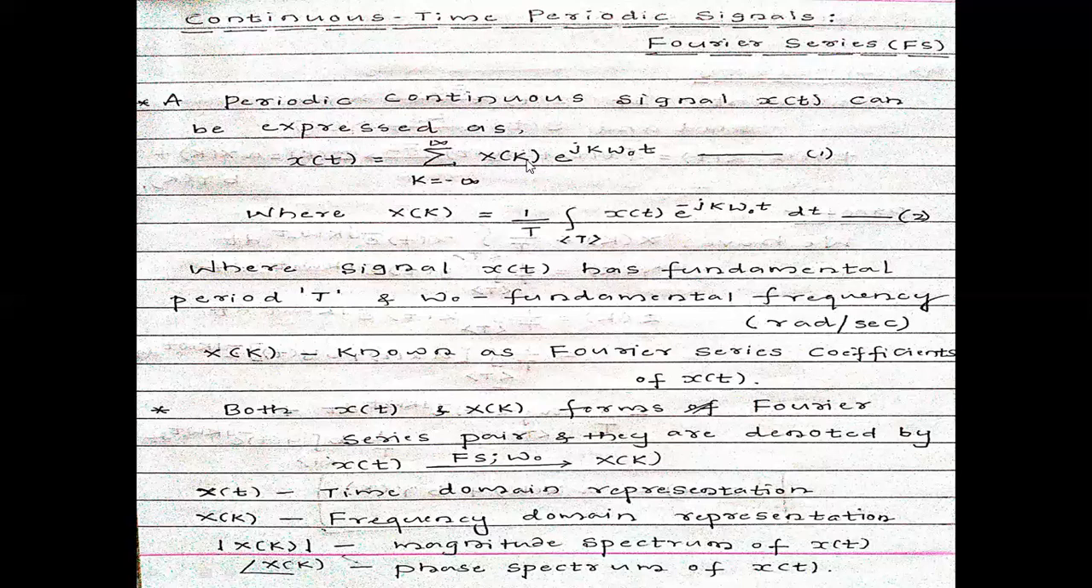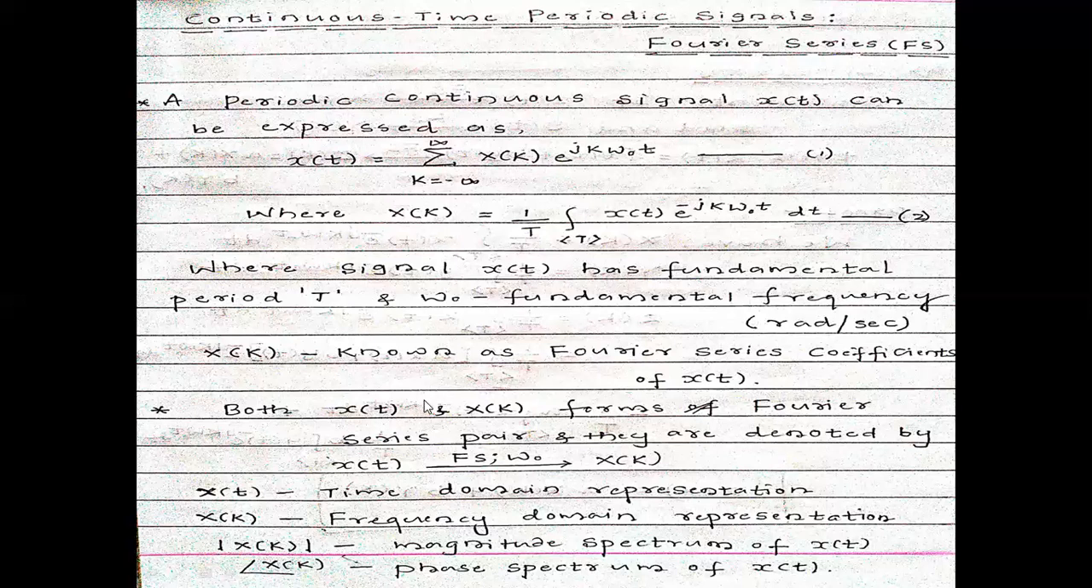These Fourier series coefficients can be calculated by the formula X(k) equals 1 by T, integration over one period, since it is periodic, let us calculate the coefficients over only one fundamental period, that is, one cycle. So it is 1 divided by capital T, integration over the fundamental period T, of x(t) times e raised to minus jk omega naught t dt, where x(t) is the periodic signal with fundamental period capital T, and omega naught is the fundamental angular frequency, measured in radians per second. This X(k) is known as the Fourier series coefficients of x(t).